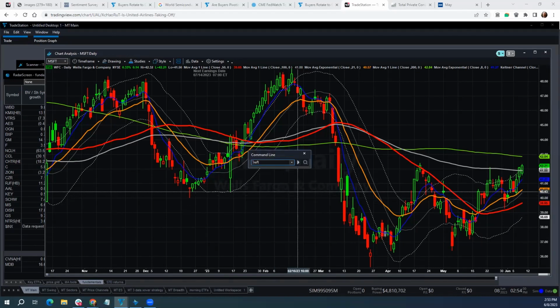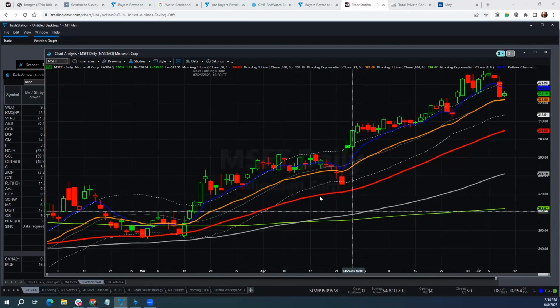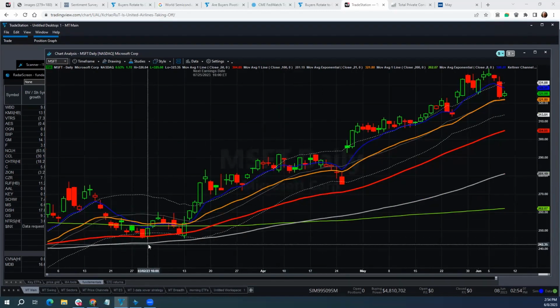I was also just looking at the pullback in Microsoft. This is kind of interesting to see if it stabilizes. But anyway, those are the main things I wanted to show you guys.